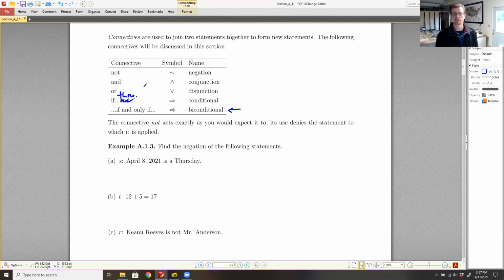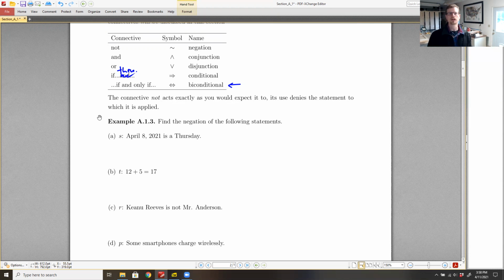So we'll take a look at these. Right, these are not the definitions. These are just, hey, these are what they are. And we're going to take a look at the definitions of them as we go along. So first, let's take a look at the connective negation, or not.